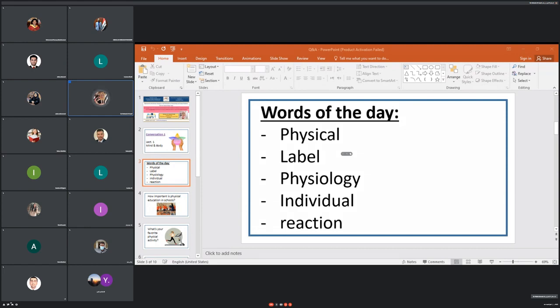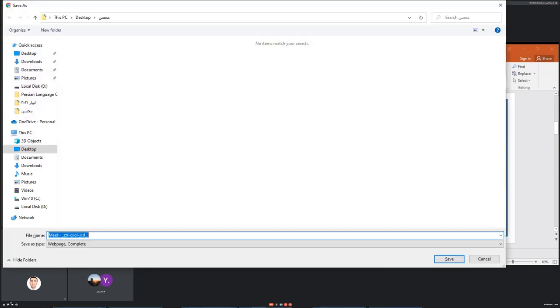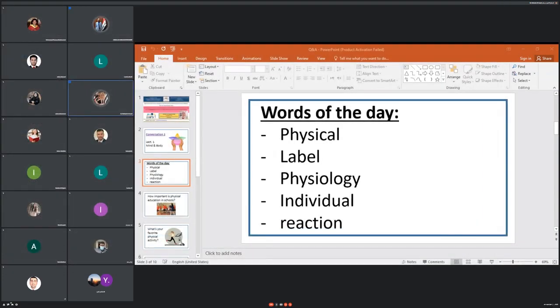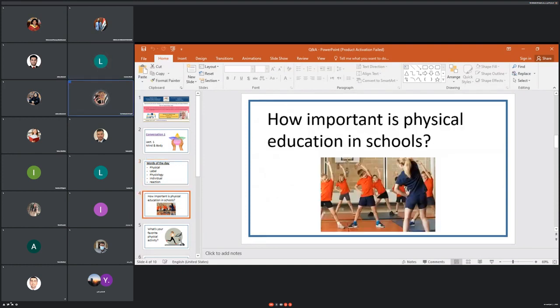Individual. What is the meaning of individual? One person, singular. Yes, very good. And reaction. We said it is a process related to physiology. The process of action. Stimulation, response. Yes, very good. It's a response related to something we do. Now, I have some questions about these words. Like saying wow. Yes, like saying wow. Very good. This is a reaction.